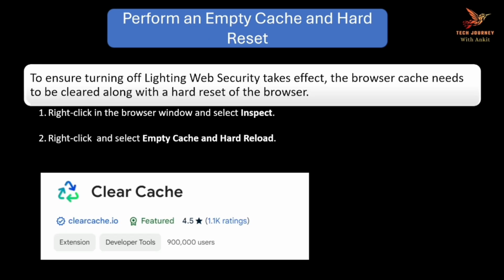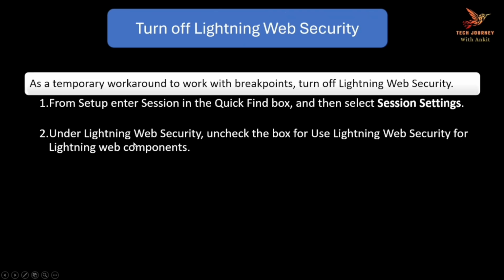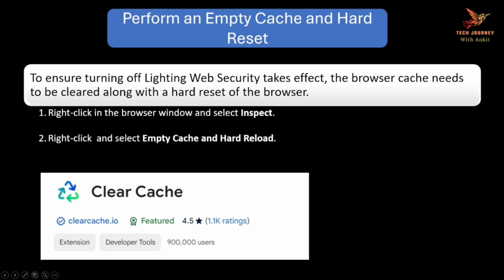The next setting that you should be doing here is performing an empty cache or the hard reset. Once you have disabled the Lightning Web Security, you have to make sure that you are either clearing the cache by doing the hard reset, or you can also use the clear cache extension that just now we discussed. Again, how to perform a hard refresh. Let me quickly show you.